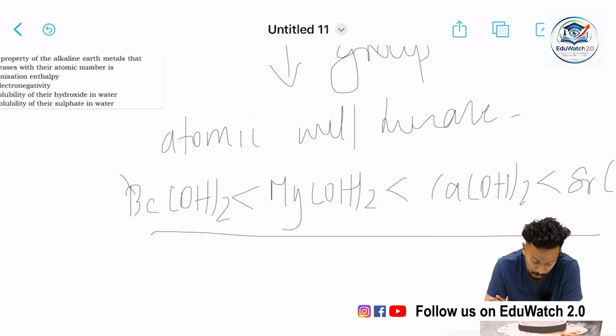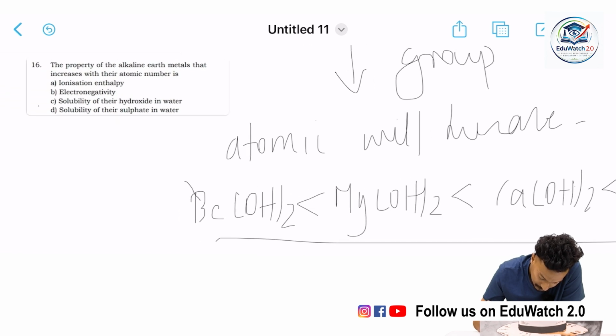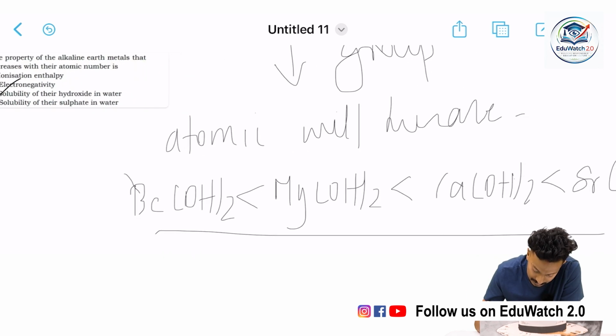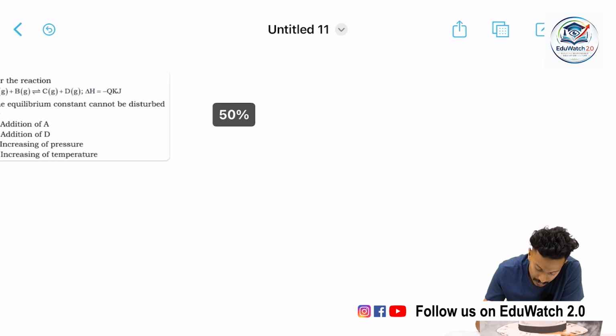The correct option would be option number C, which is the solubility of their hydroxides increases in water. Option number C is the correct answer. Moving on to our next question.